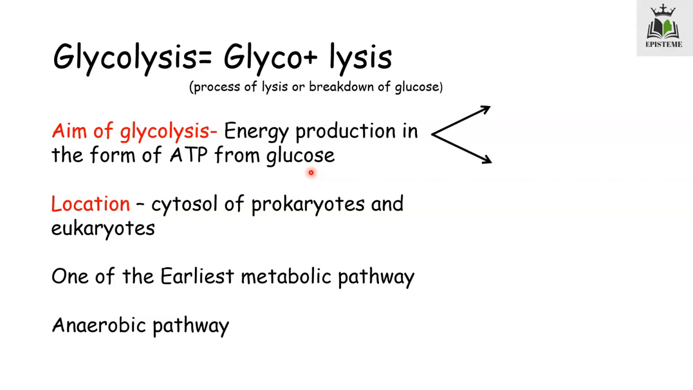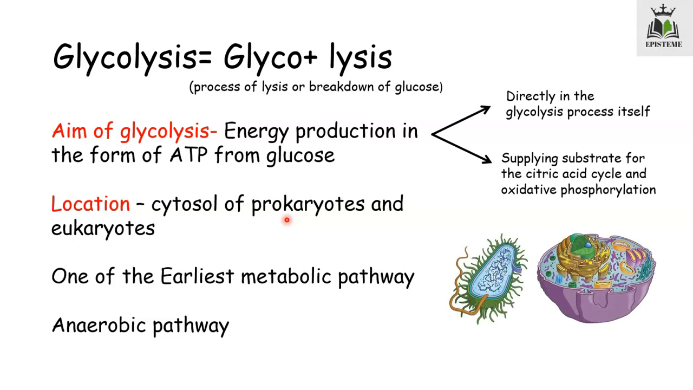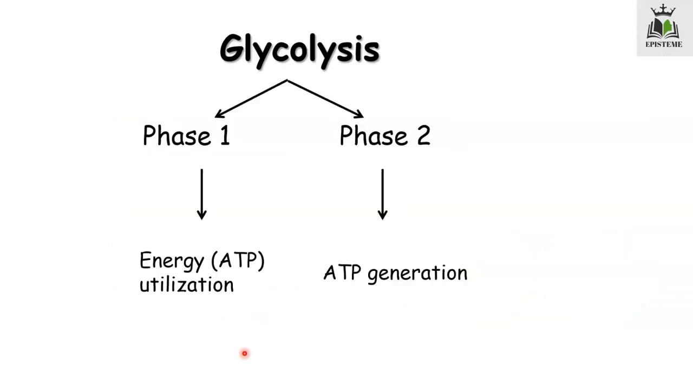This energy production can be directly from the glycolysis process, or the end product compounds which are produced from glycolysis can act as a substrate for the citric acid cycle and the oxidative phosphorylation. So in this way the energy is produced. This glycolysis process takes place in the cytosol of prokaryotes and eukaryotes, and it is one of the earliest metabolic pathways, which is anaerobic in nature.